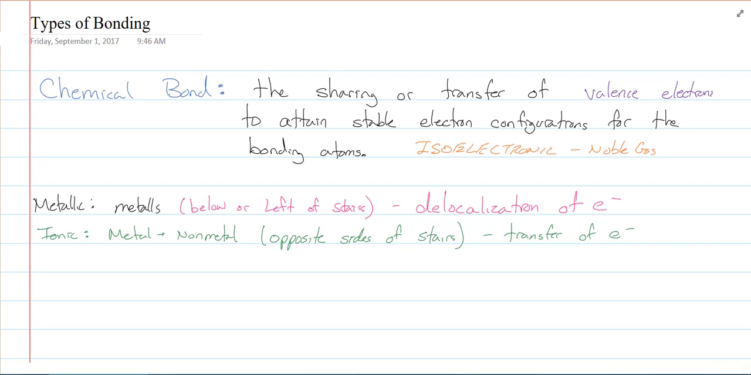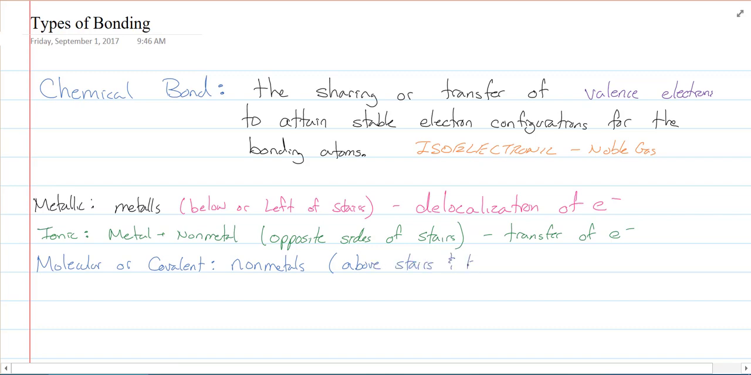And then we have molecular or covalent. And these would be nonmetals. This would be above the stairs, and hydrogen. And we are sharing electrons. So how they're put together is different.